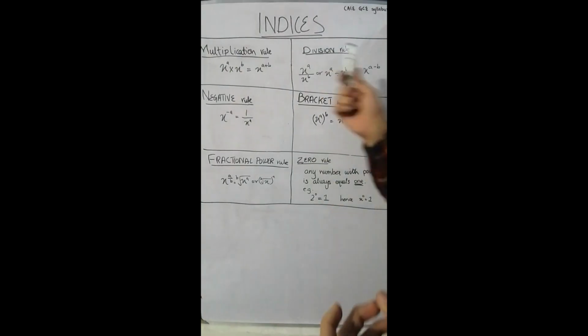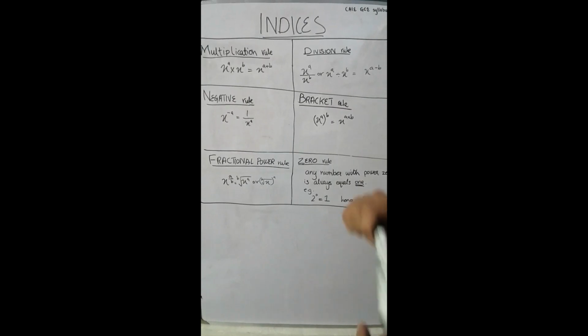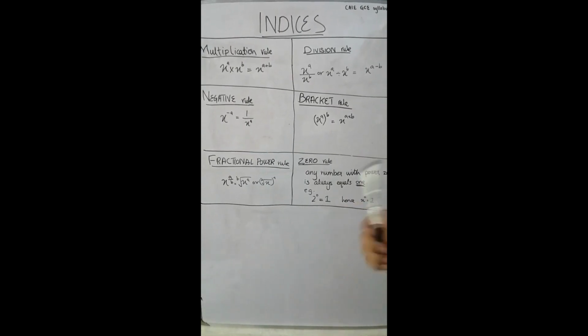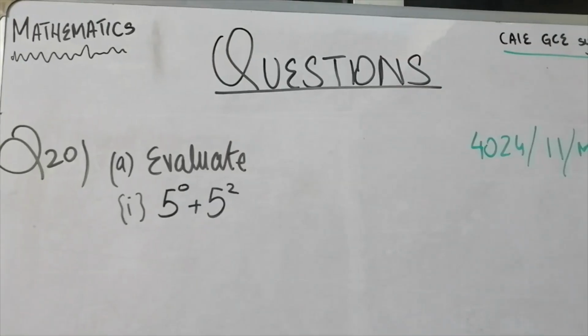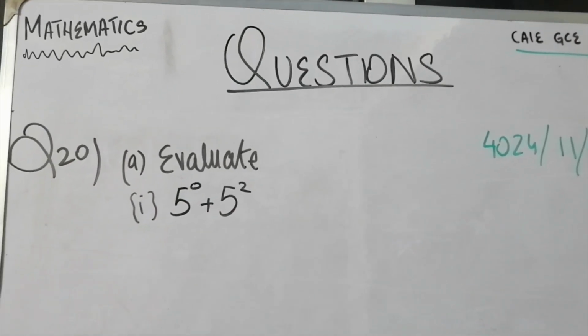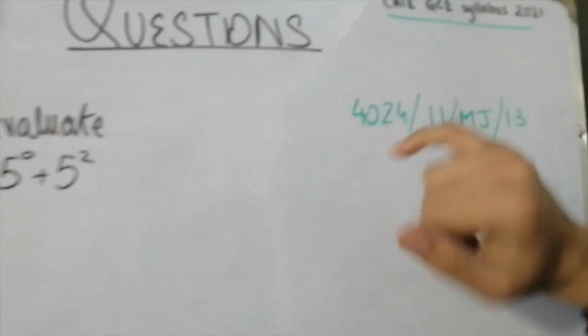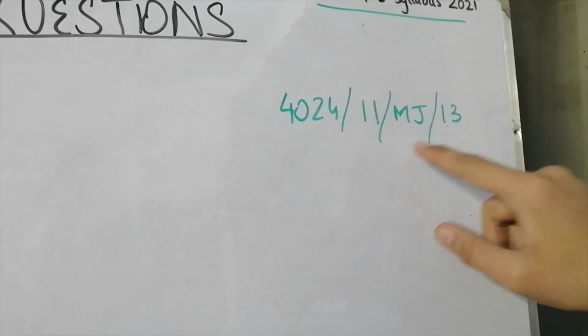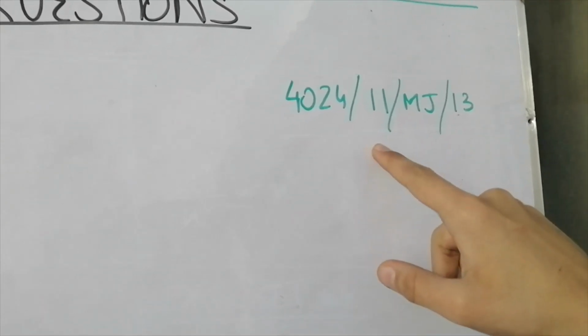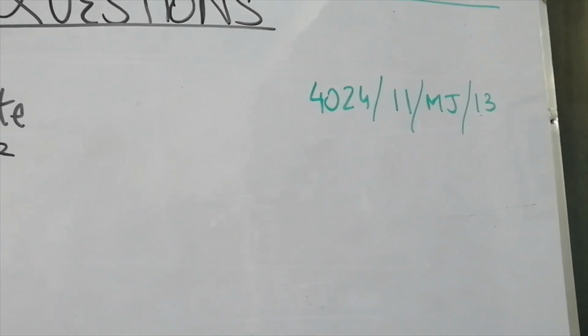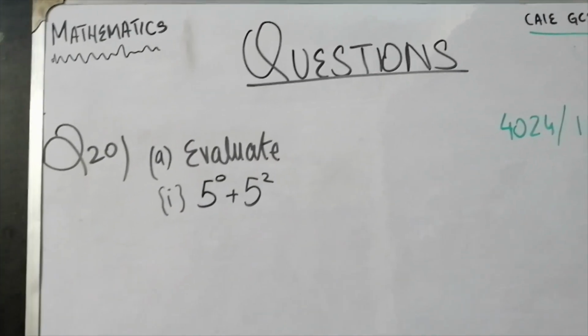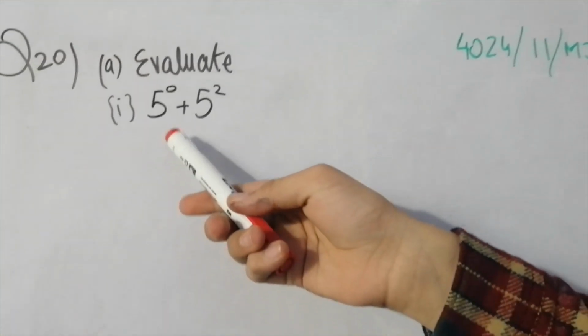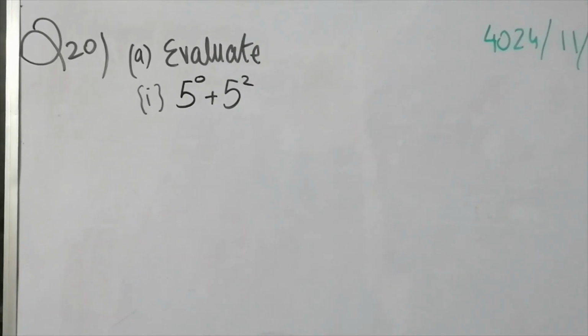In summary, these are all the rules that we've studied in this video, and now we're going to solve some questions in which we will use all of these rules. So this first question is the 20th question of May-June 13, paper 1-1, and this is the code for Mathematics D. The question states that we have to evaluate this expression.